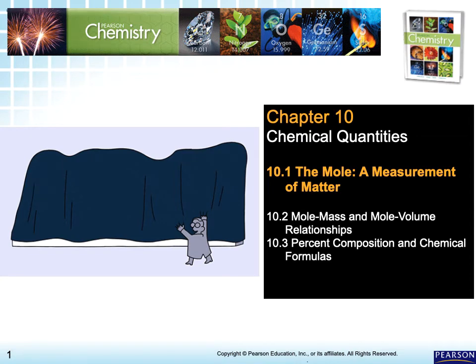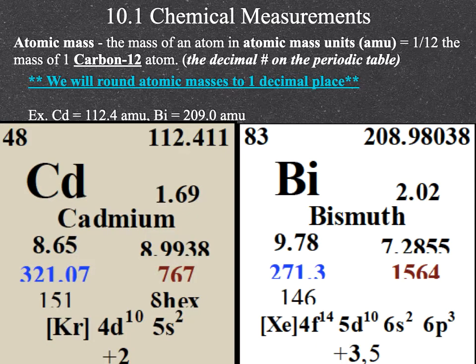Okay, Chapter 10, Chemical Quantities. 10.1, the mole, a measurement of matter. To start with chemical measurements, we have to use atomic masses. The atomic mass is the mass of an atom in atomic mass units, which we call AMU, or just U, and that is 1/12 the mass of a carbon-12 atom.